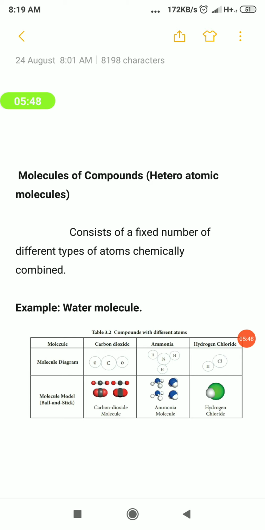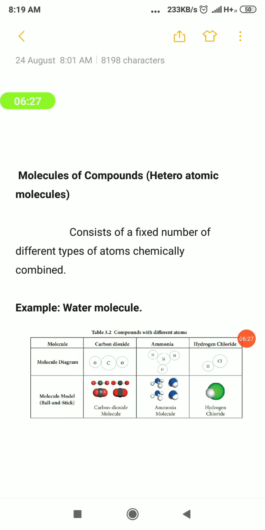What's the meaning of the term hetero? Yes, hetero means different. So this kind of molecules consist of a fixed number of different types of atoms chemically combined. The examples are water molecule. What is the formula for water? H2O. So the water molecule is made by what elements? Hydrogen and oxygen. Since it is made by two different elements, it can be called as molecules of compounds or heteroatomic molecules. And also ammonia. What's the formula for ammonia? NH3. So it's made by nitrogen and hydrogen.